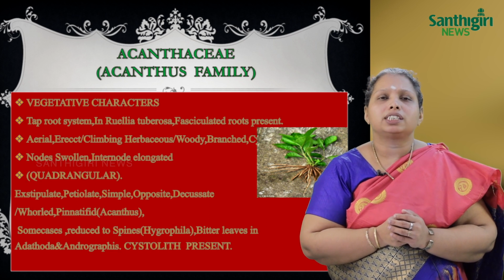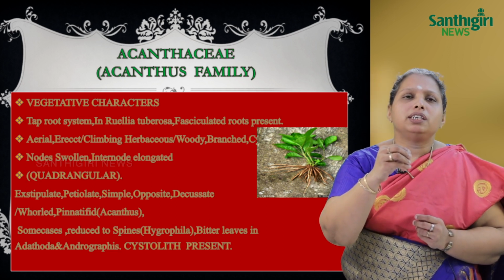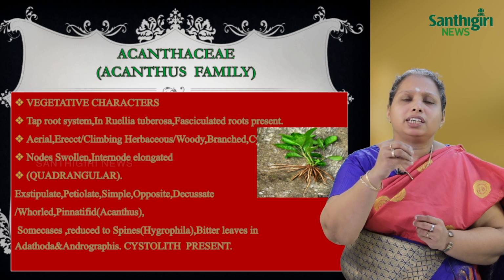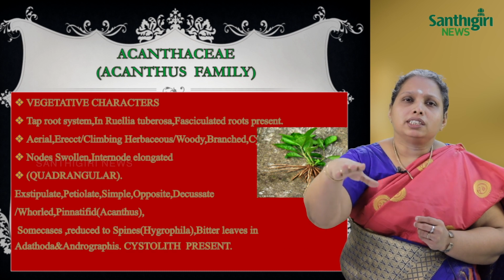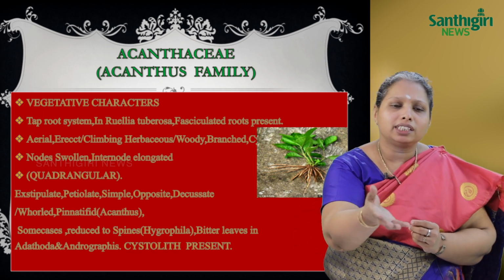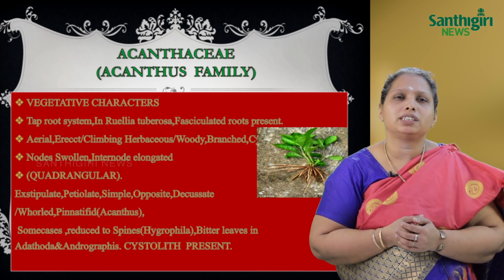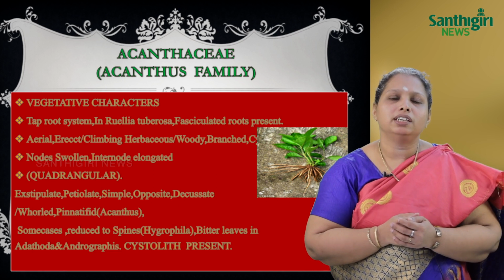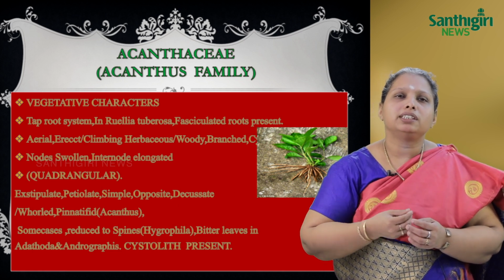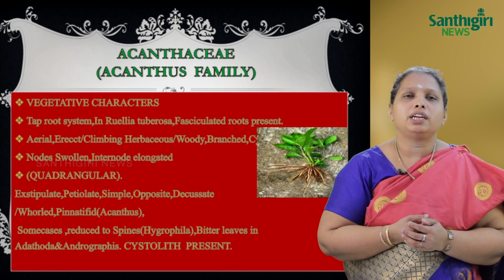Next is the stem. According to the habitat, the stem characters are aerial, erect, prostrate, climbing, etc. Can you say one example for aerial, erect, prostrate? That is Hemigraphis colorata. Then for a climbing plant, Thunbergia. The climbing stem is Thunbergia grandiflora.